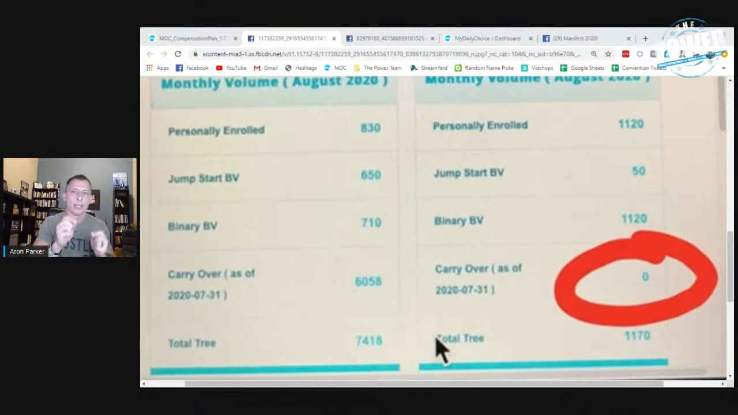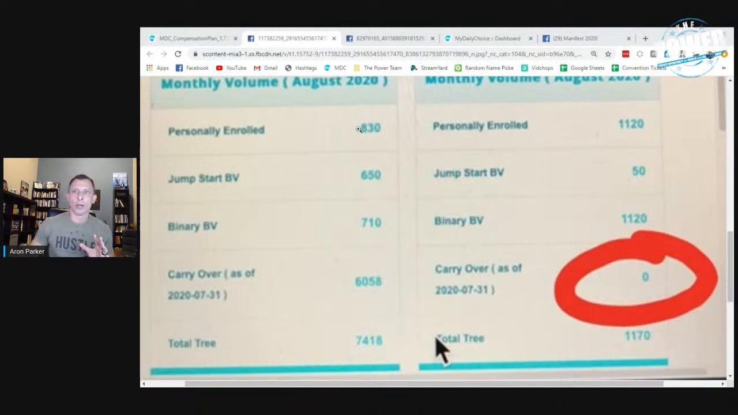And as soon as you get into your back office, you're looking at your dashboard, you're like, wait a minute, I'm a little bit short on my binary BV on my left leg. Then guess what you do? You start building your left leg, right? So your first goal is to get binary qualified. That's number one.